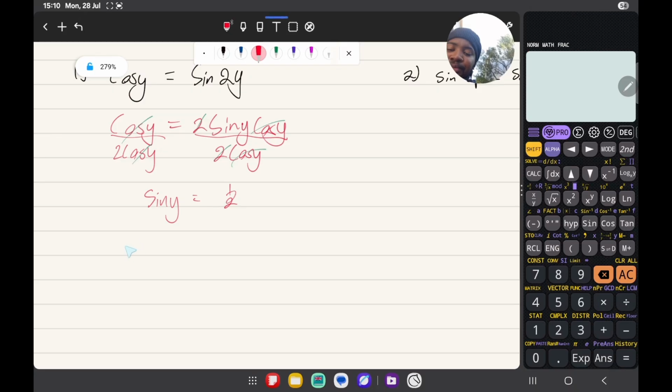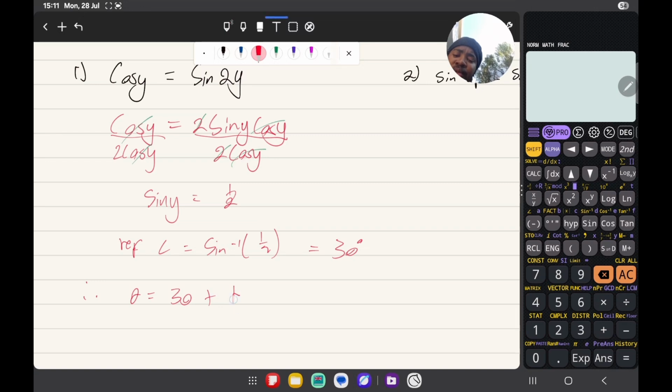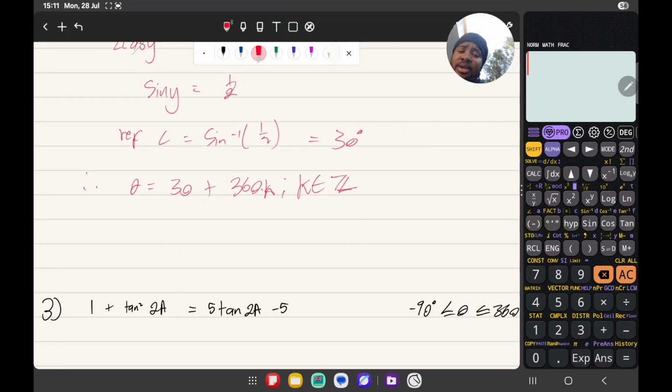From here you can say the reference angle is going to be sine inverse of 1 over 2, which we know to be 30 degrees. Let me write it here. We know it to be 30 degrees, and therefore, since it was sine we were working with, where is sine positive? First quadrant, where we have theta being 30 plus 360k, where k is an element of the integers. And then where is sine positive again?